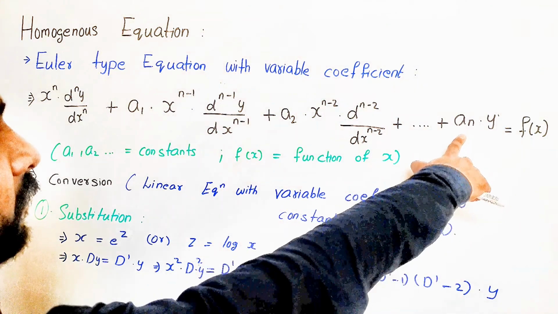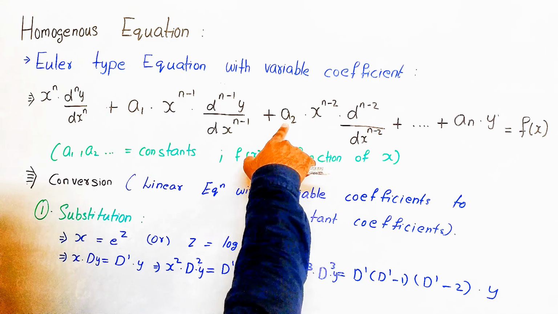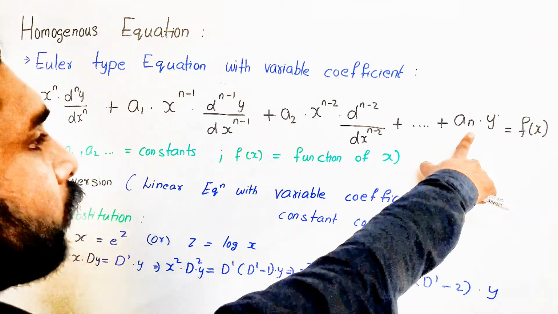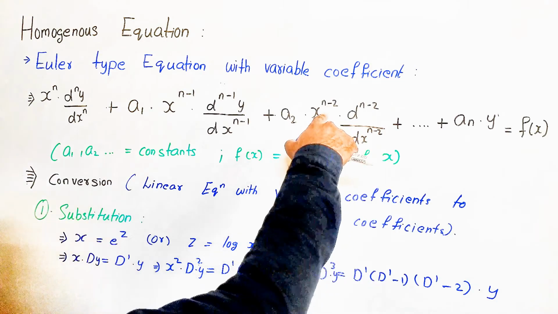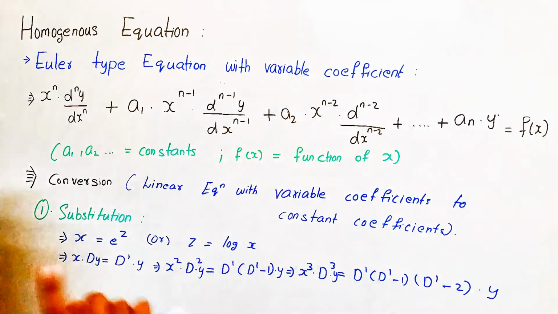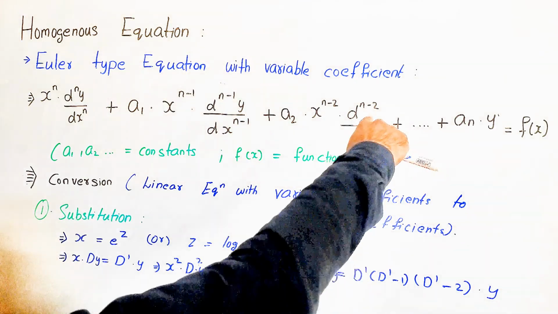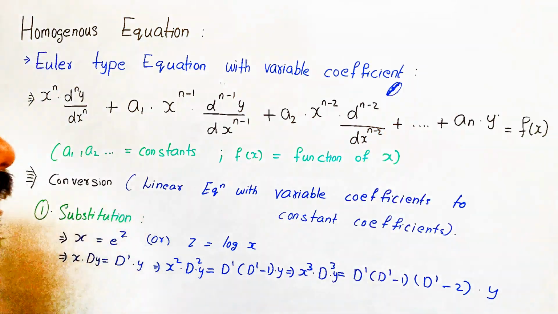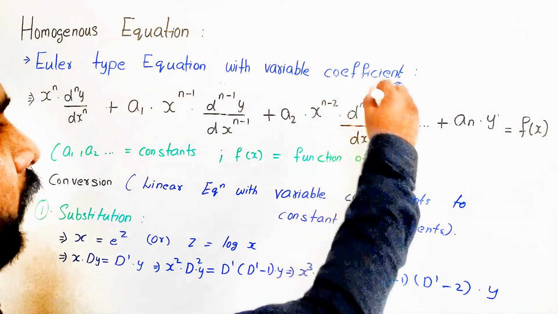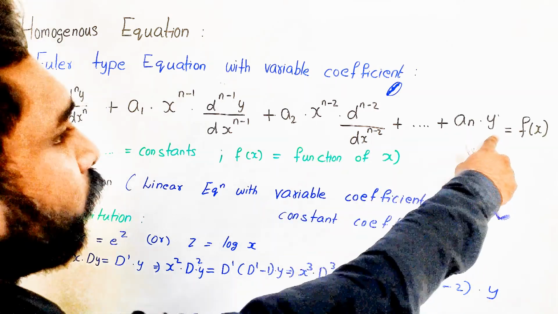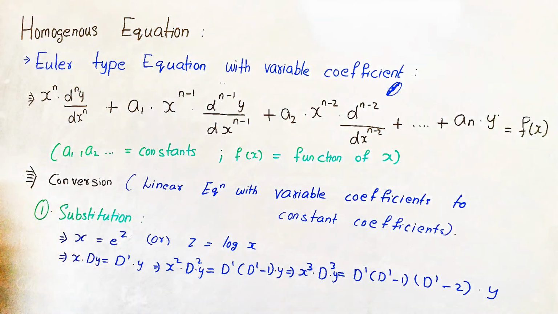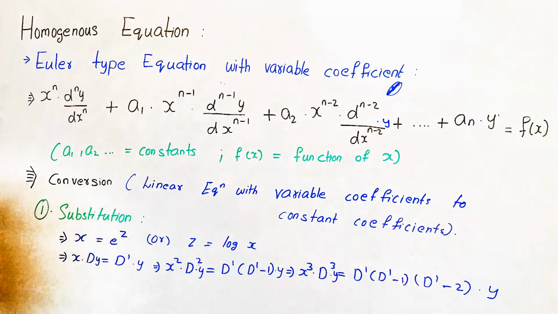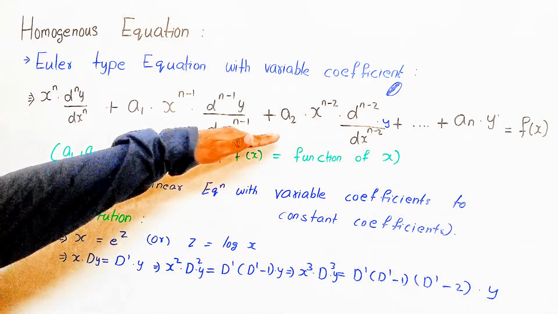Finally, we will reach a stage where we get the constant to the maximum, that is a to the power of n. At that time, x to the power will become x to the power n minus n, meaning x to the power 0, that is equal to 1, and this term also becomes d to the power n minus n, meaning d to the power 0. We don't want to write that, so this whole term gets deleted, into y. That is the last term you will get, and that is equal to f of x. This is the format of the Euler type equation with variable coefficients.